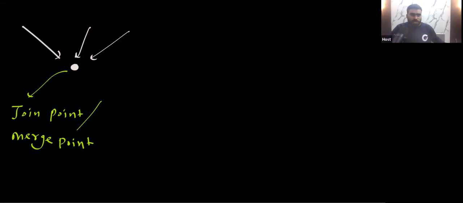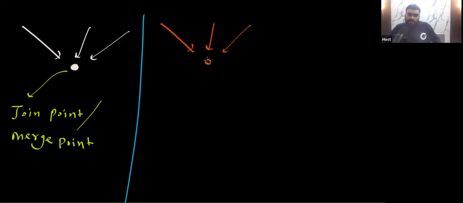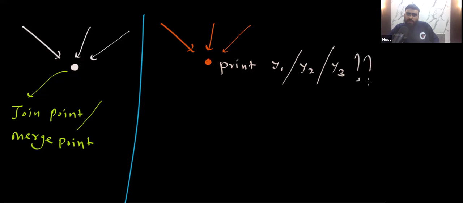In this type of situation, we basically don't know: should I put y1 here, y2 here, or y3 here? At this point, should I print y1 or y2 or y3? That is the problem, that is the confusion. So what is the solution?